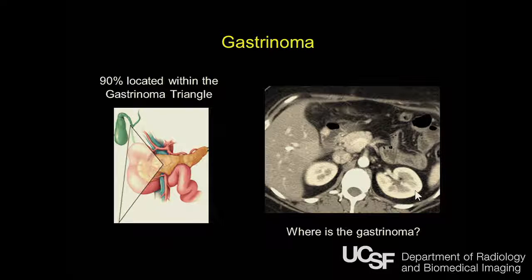Now, just as a reminder, gastrinomas do not have to be located in the pancreas proper, all right? And in fact, 90% of gastrinomas are located within the gastrinoma triangle. The triangle is formed by the pancreatic head medially, the junction of the cystic duct and the bile duct superiorly, and then the junction of the second and third duodenum inferiorly. So when you look at this image, where is the gastrinoma? You're still looking for something that's hyper-enhancing, that's intensely enhancing. And here it is. Okay?